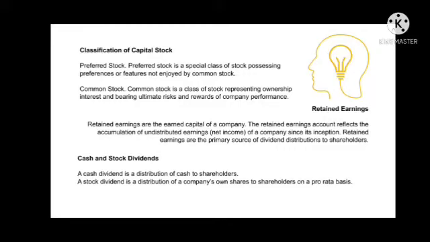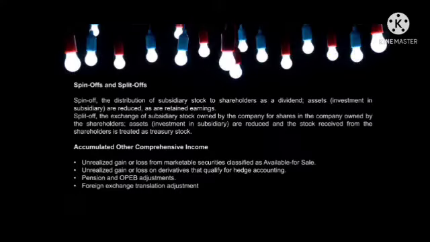reward of company performance. Then retained earnings. Retained earnings are the earned capital of a company. The retained earnings account reflects the accumulation of undistributed earnings or net income of a company since its inception. Retained earnings are the primary source of dividend distribution to shareholders. Cash and stock dividend. A cash dividend is a distribution of cash to shareholders, and a stock dividend is a distribution of company-owned shares to shareholders on a pro rata basis.